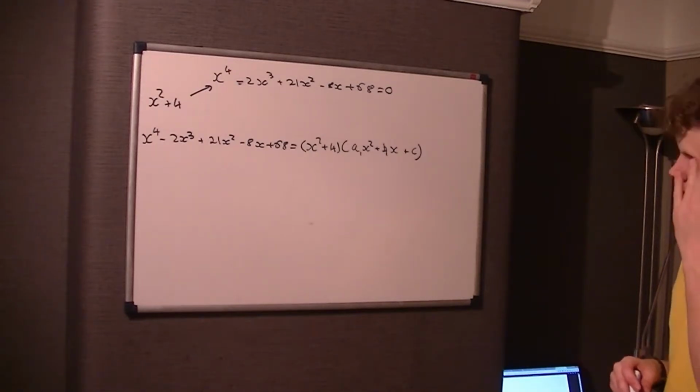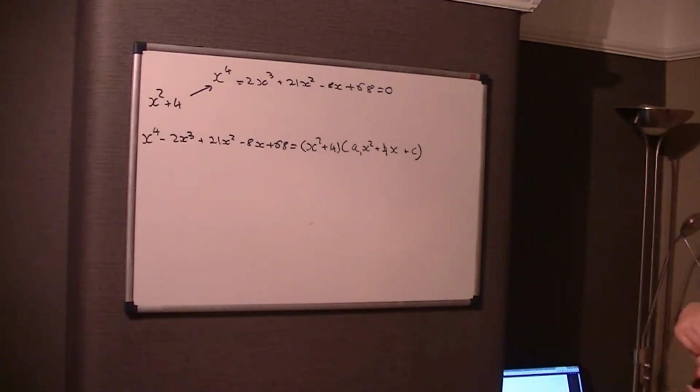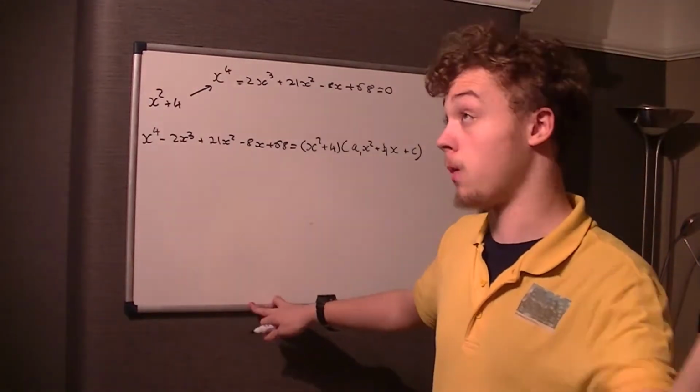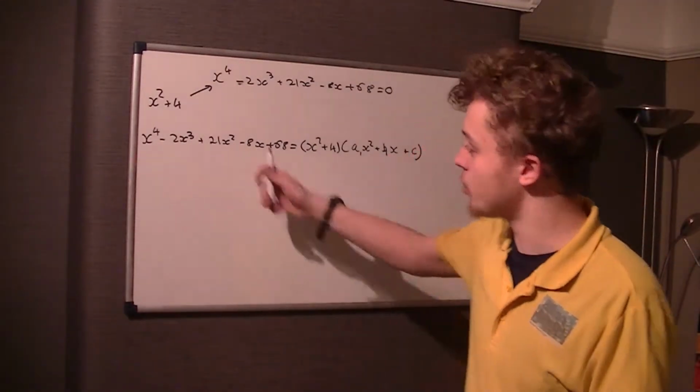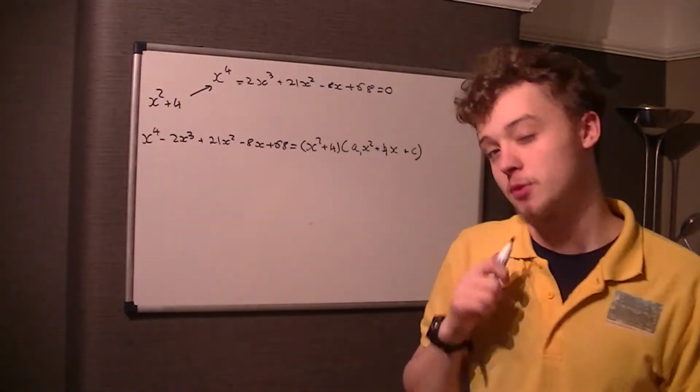Actually, I've kind of skipped ahead of myself on this question a little bit, to be honest. The first question said, okay, prove x squared plus 4 is a factor. So I've jumped ahead to another part of the question. As I said, that's what it will look like when it is factorised. But we need to prove this x squared plus 4 is a factor.